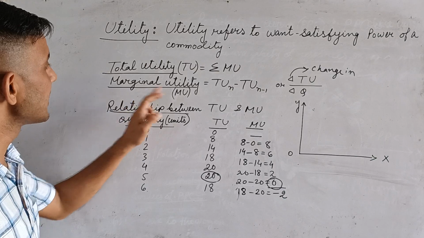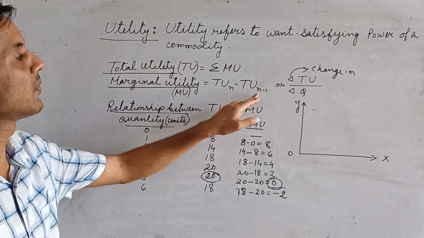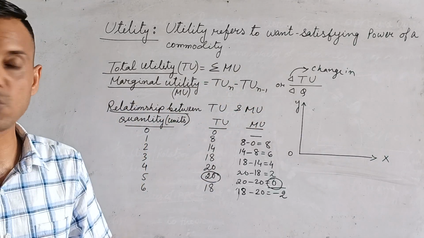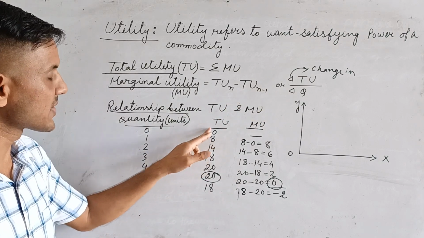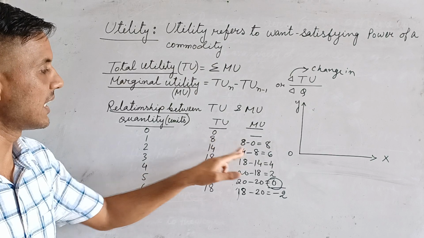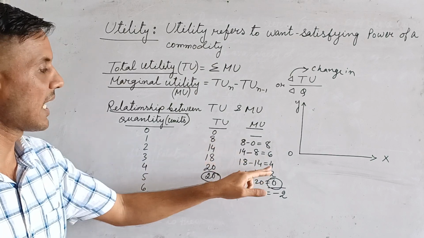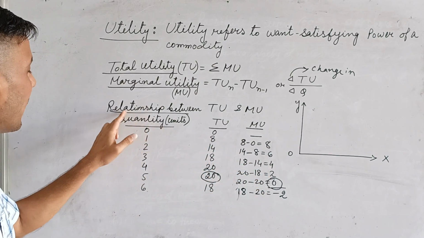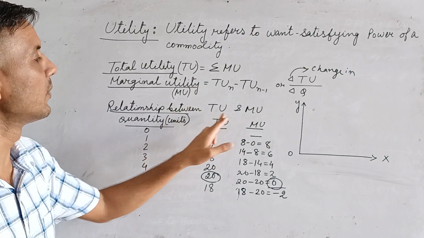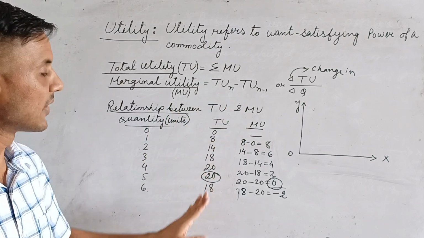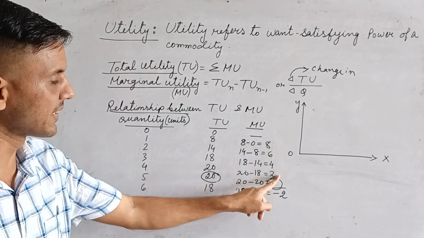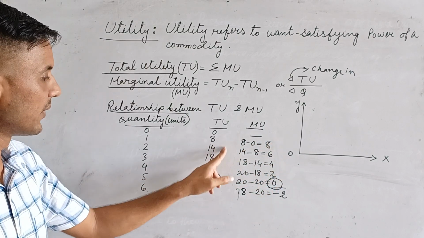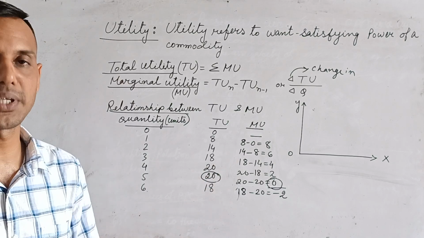Simple. Then marginal utility is TUn minus TUn-1. n means the present one. n minus 1 is what? The previous one. So 8 minus 0, 8. 14 minus 8, 6. 18 minus 14, 4, like this. Okay. Now what is the relationship between TU and MU? The three relations you have seen directly: when marginal utility decreases till 0, total utility increases but at a diminishing rate.